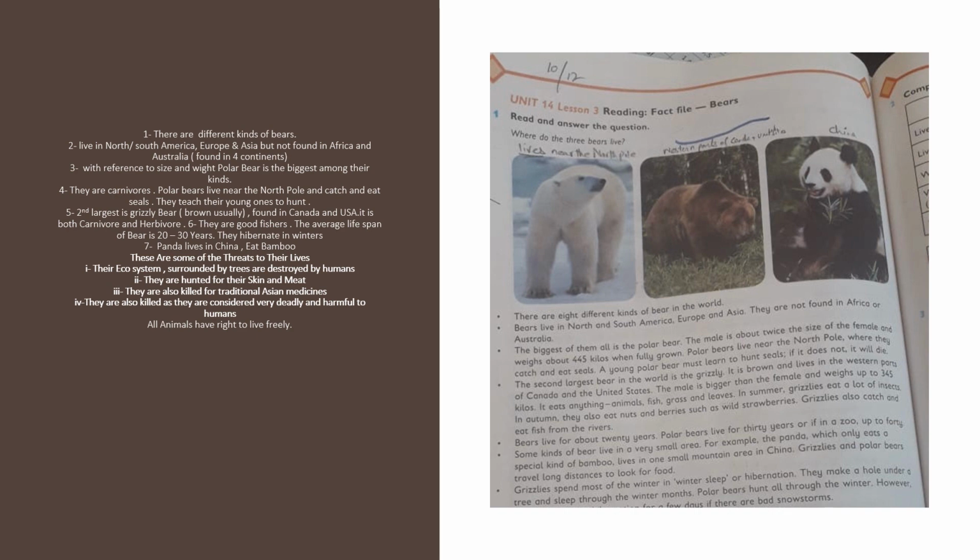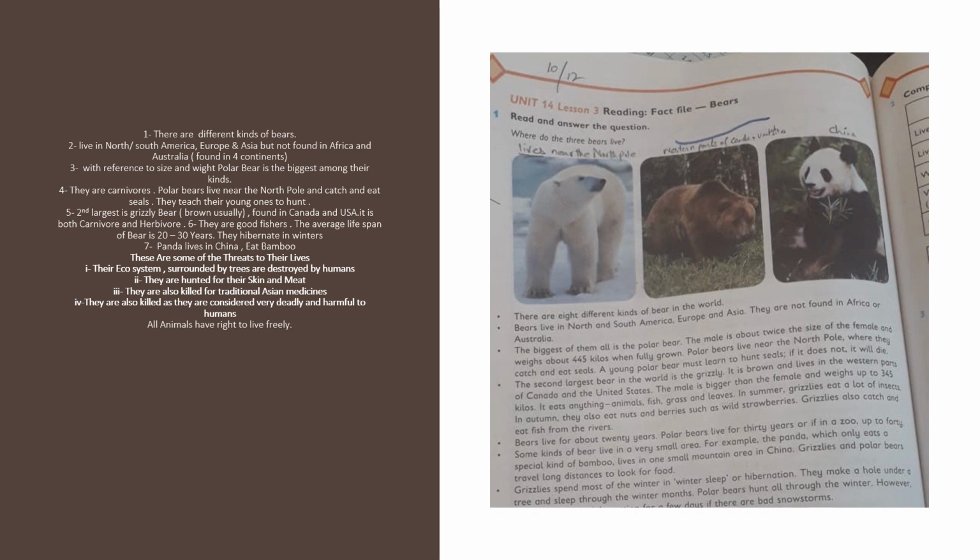Bears live for about 20 years. So their average lifespan is 20 years. If you ask what is the average age of a bear, or how long a bear can live, their average is 20 years. And then it says that polar bears live for 30 years, or up to 40 if in a zoo, in captivity. You might have seen bears in zoos also. So the polar bear lifespan is 30 to 40, more than the grizzly bear.